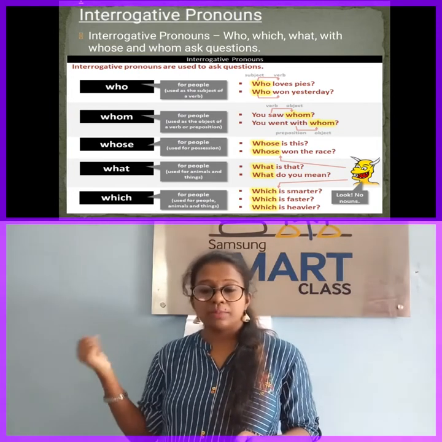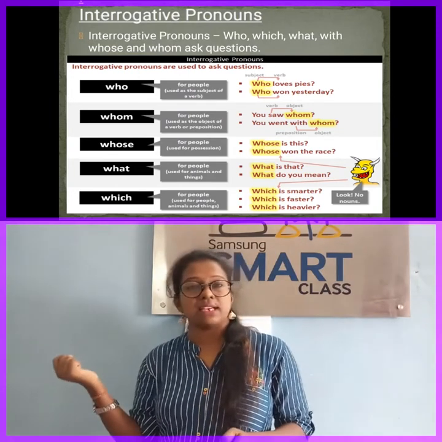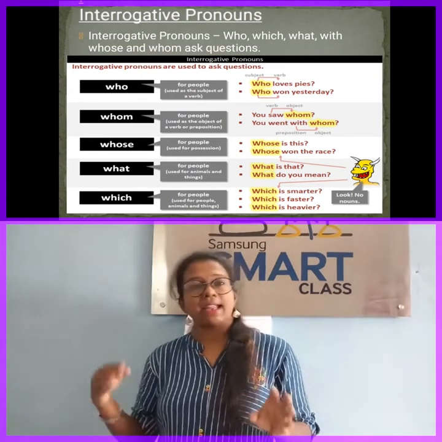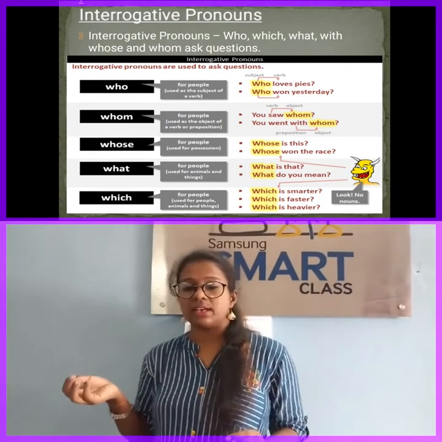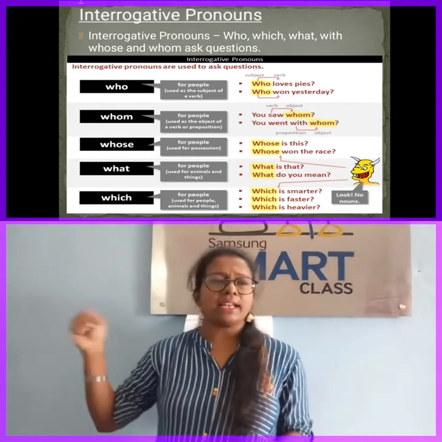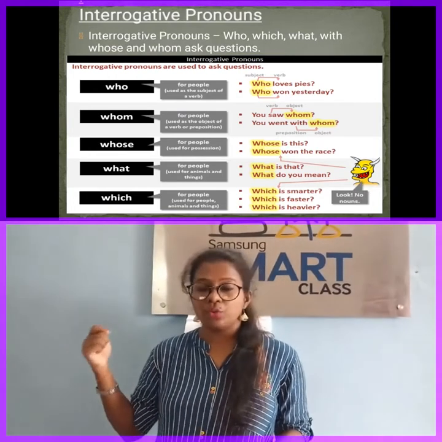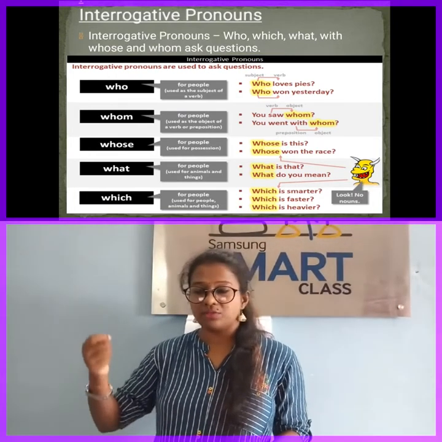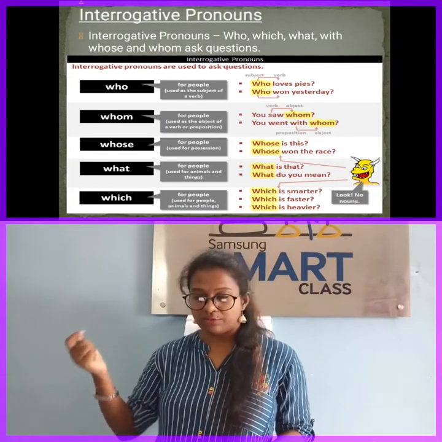What? It is used for people, and it can be used for animals and things. What can be used for people and animals and also for things. If I take the examples, what is this? What do you mean? So this is also where what has been used as the subject to the verb.